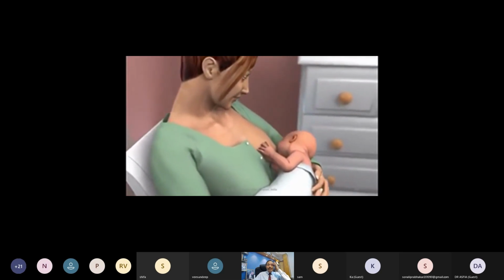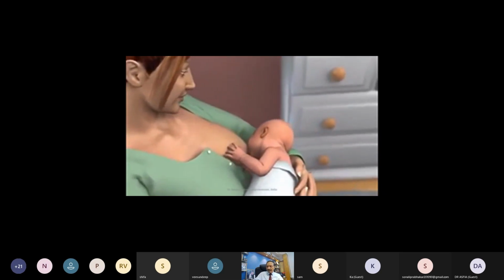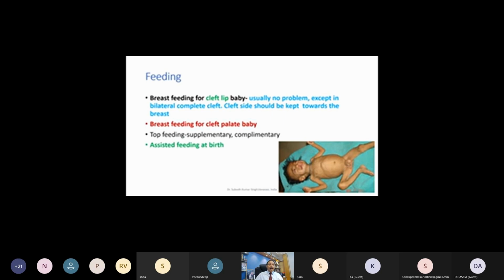So such videos need to be shown to them, but usually feeding a cleft palate baby is not a problem except in bilateral cleft of the lip. And in a unilateral cleft, the cleft side should be kept towards the breast so that it is obliterated and the patient can suck in the milk. But problems may be there when the palate is also cleft.